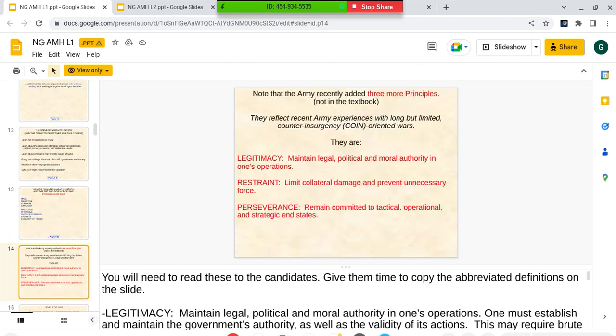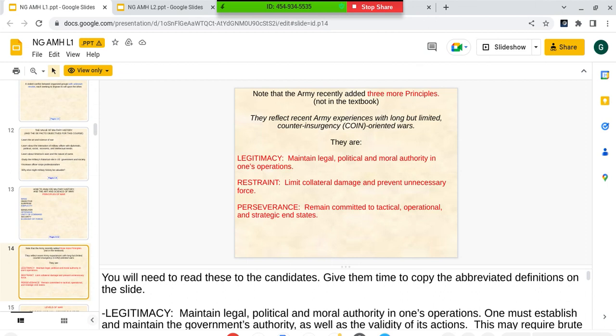They've also recently added 3 more you should know: legitimacy, restraint, and perseverance. Legitimacy means basically making sure that a battle you're fighting has legal, political, and moral authority. Making sure that the battle you're fighting is ethical, that it's legal, and that it's politically going to make you look good. Using restraint means things like not killing people who surrender, not using tactics that are overly brutal, limiting collateral damage and preventing unnecessary force.